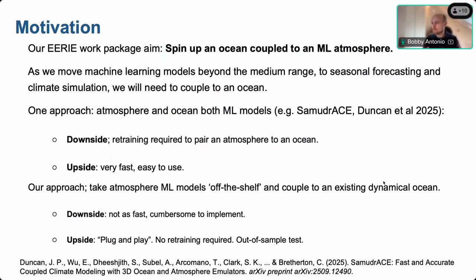So our approach, because we don't have the resources to retrain Samudra or ACE, is to just take a model off the shelf. The advantage of this is that we don't have to do any retraining, and it's an interesting out-of-sample test. If we take these models, it's interesting to see if we can use them in the way that conventional climate models would be used, and see how they behave with inputs they maybe haven't seen before. But obviously the downside is it's not as fast because we still have a dynamical ocean to run, and it's more cumbersome to implement because we have to figure out how to couple these things together.